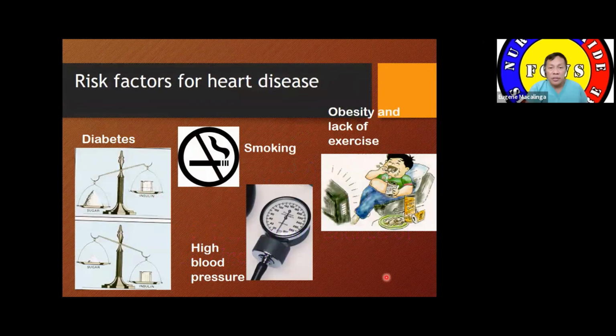Okay, so what are the risk factors of heart diseases? So diabetes is one. High blood pressure is another thing. So hopefully by this time, you know how to take blood pressure. If this is your first time attending this session, hopefully you come for a session where we can teach you how to do blood pressure taking. Of course, smoking, obesity, and lack of exercise are additional risk factors for heart diseases.